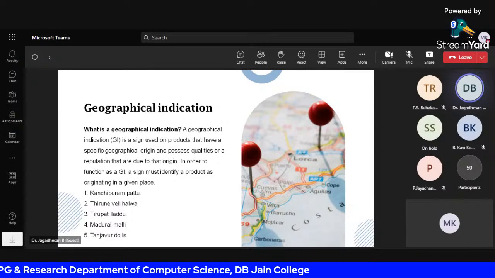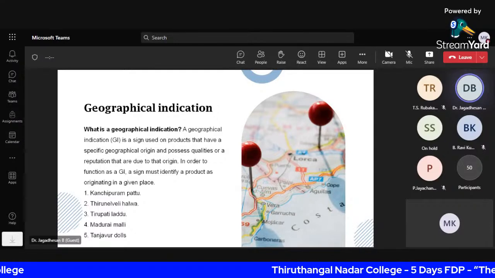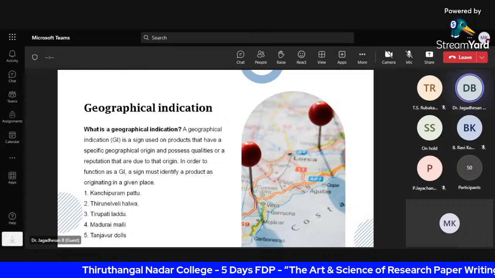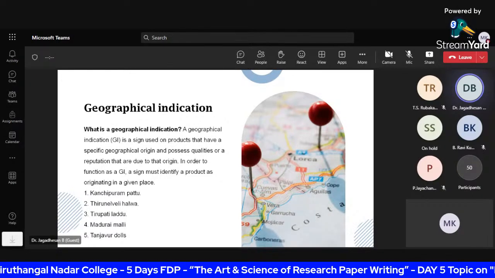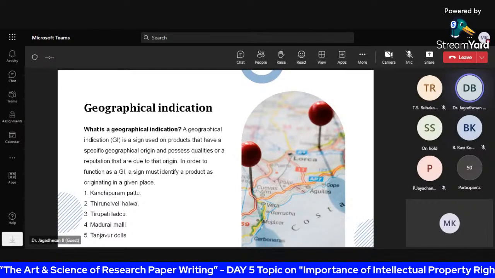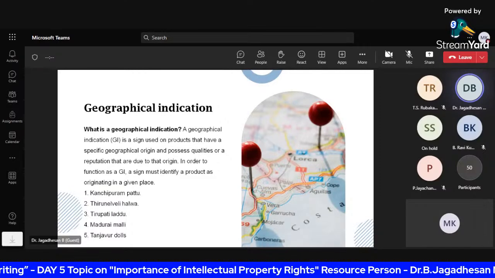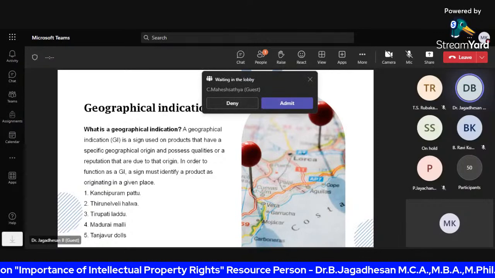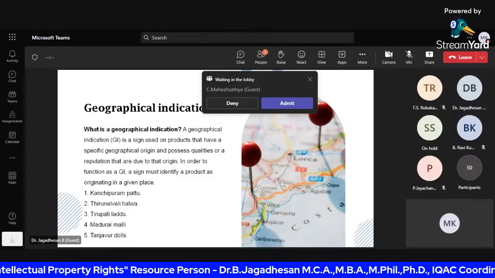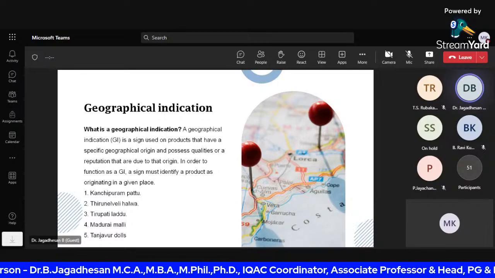The GI expansion is geographical indication. The intellectual property organization will give importance to the particular product based on the characteristics, based on the attributes of the product. They will give the GI symbol for the particular thing. Here, the geographical indication, GI sign, is used on products that have a specific geographical origin and possess the qualities or reputation that are due to that origin, originating in a given place.